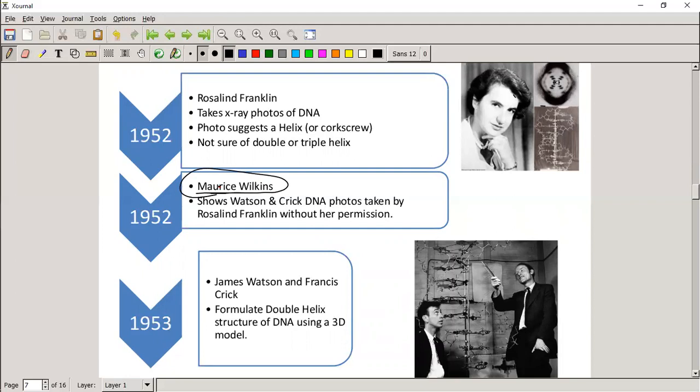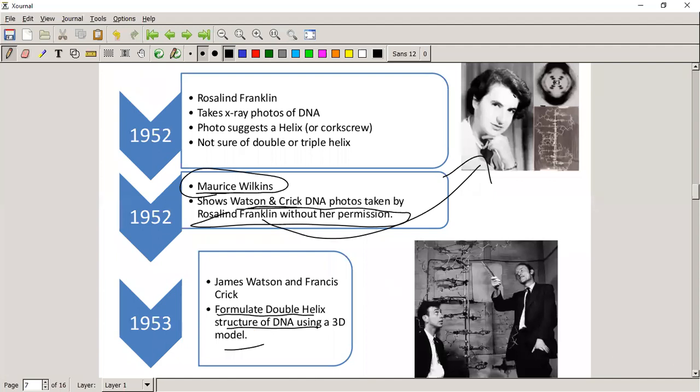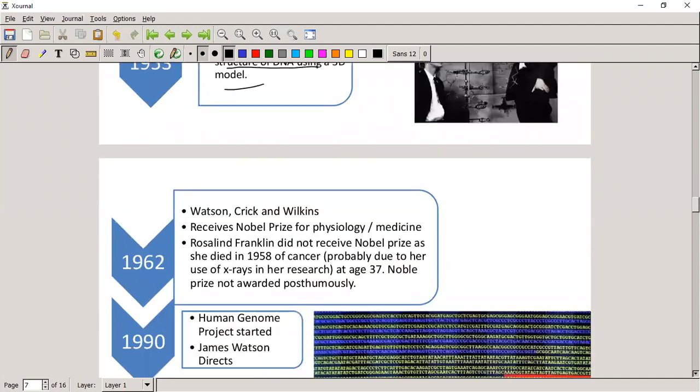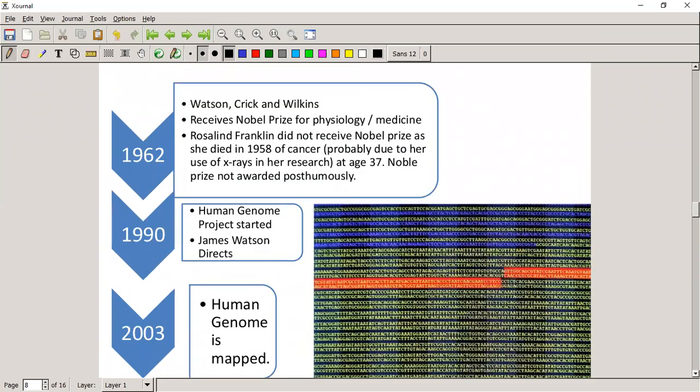He shows Watson her DNA photos. And that's fine, but it was Rosalind Franklin that should have shown them that. And they then realize, oh, but it's a helix. And then they go and formulate that it's a double helix that makes up DNA. Okay, and that was in 1953. Then, in 1962, about 9 years later, Watson, Crick, and Wilkins received the Nobel Prize for Physiology and Medicine.